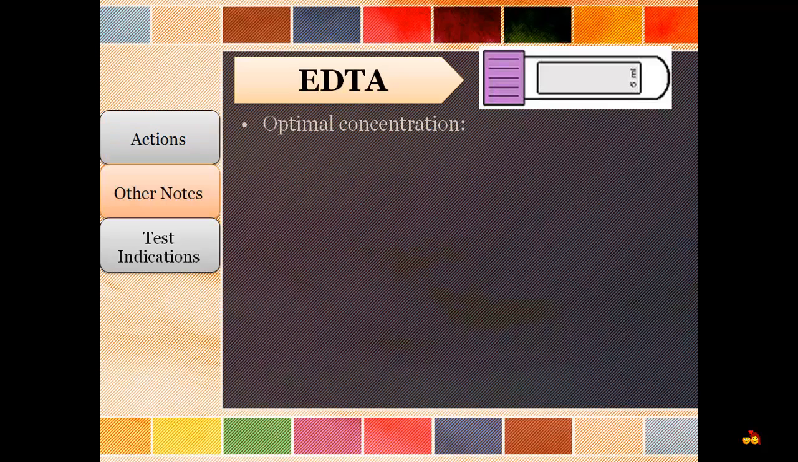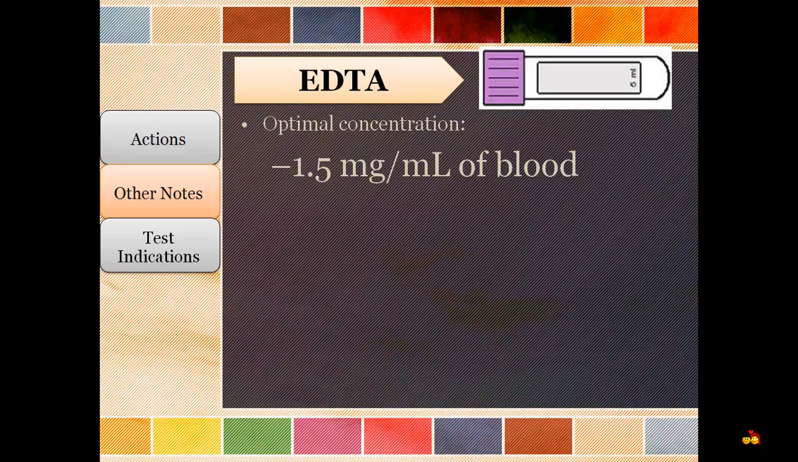Okay. The optimal concentration of our EDTA. So, dapat pala, when used in the laboratory as anticoagulant, there must be appropriate concentration of our EDTA. Kasi beyond that, it can already cause distortion or destruction of our cells. So the optimal concentration of our EDTA when used as anticoagulant is 1.5 mg per ml of blood.